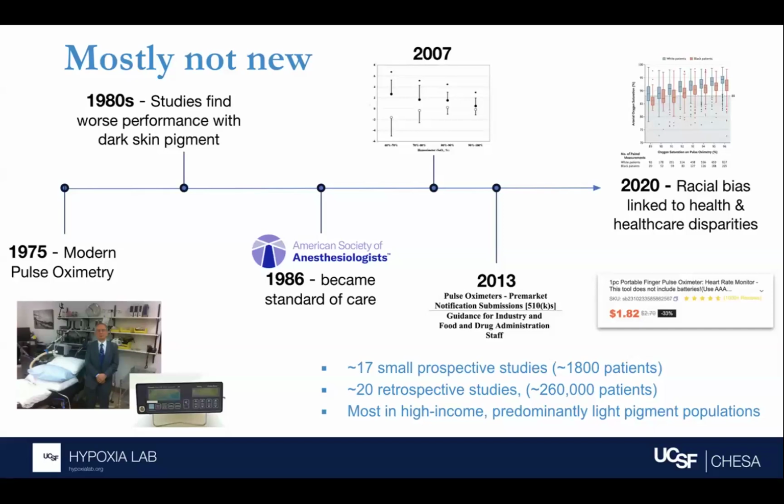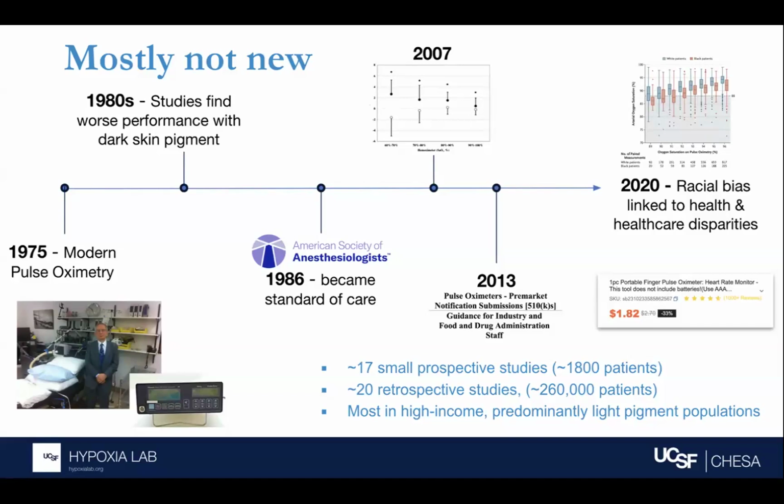The numbers at the bottom here give you a sense of the amount of data. Most of the data is coming from retrospective studies, hundreds of thousands of patients. There are a few small prospective studies, but very few. And just to highlight, most of the studies today are in high-income countries, predominantly lightly skinned populations. And that is something key to comment on in terms of applicability of data.